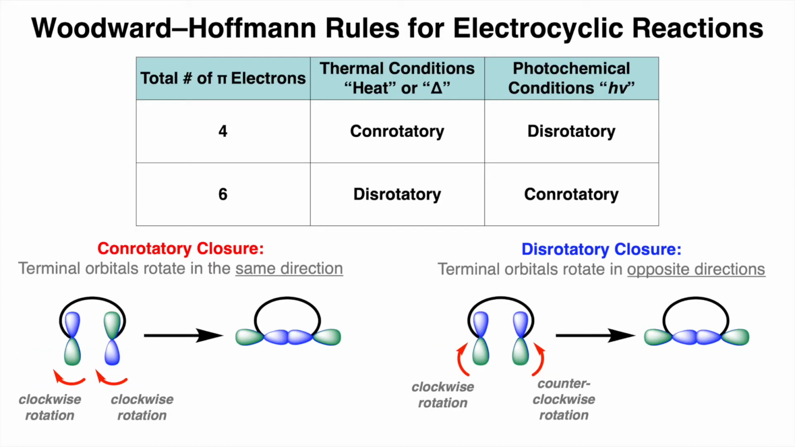Electrocyclic reactions depend on the conditions under which the reaction is performed, and these observations can be explained by the Woodward-Hoffmann rules. If the total number of pi electrons in a molecule is 4, then a conrotatory rotation will occur under thermal conditions, or a disrotatory rotation will occur under photochemical conditions. If the total number of pi electrons in a molecule is 6, then a disrotatory rotation will occur under thermal conditions, or a conrotatory rotation will occur under photochemical conditions.